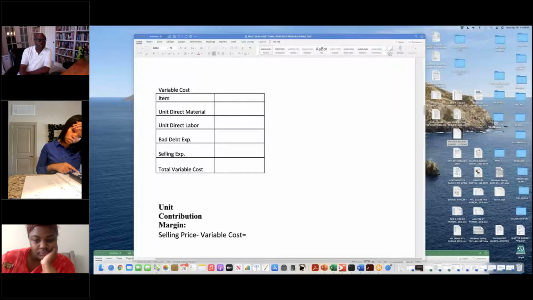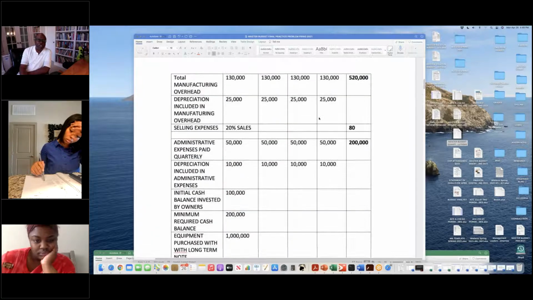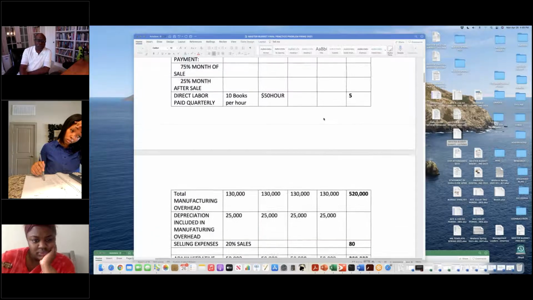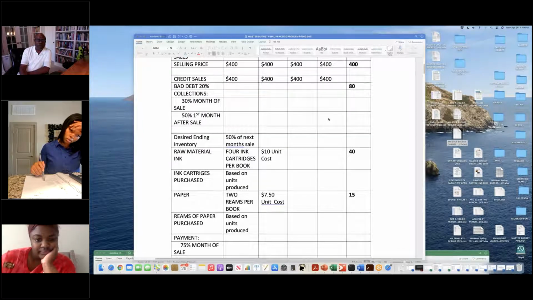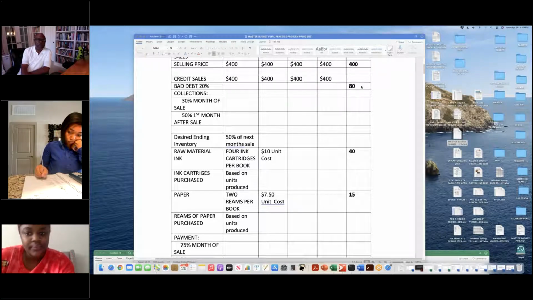Dansby, you still there? Can you go back to your screen? All right. Raw ink material is 40 and 15 for the paper. Go back to my screen and I want y'all to fill those things in. So the first one is what? What's the first little number you see? 80. Where, how come I don't have a bad debt? You added that in.